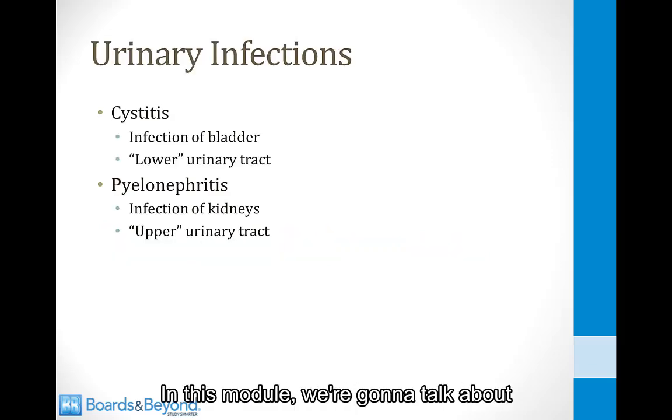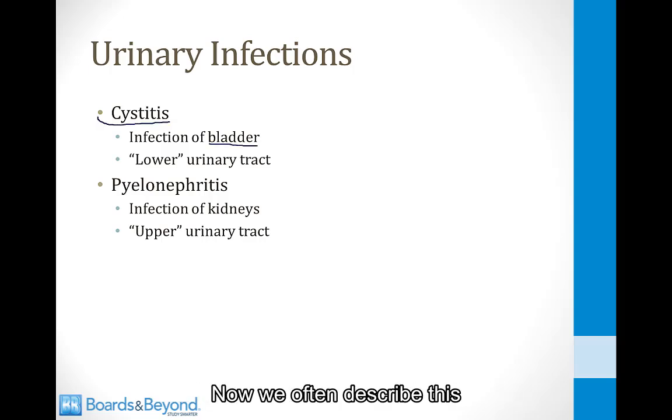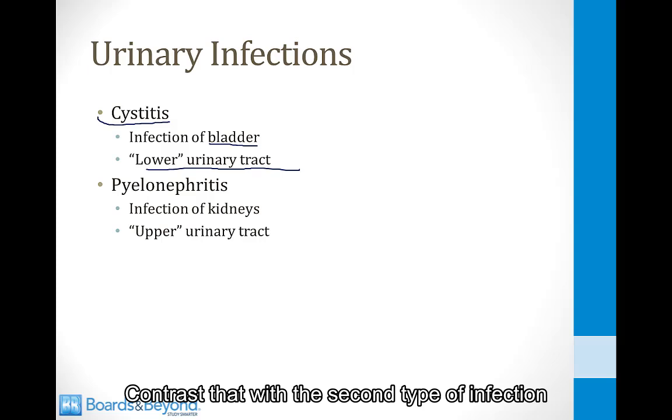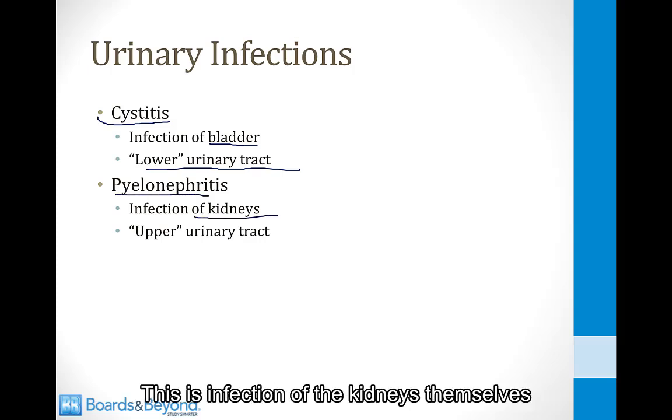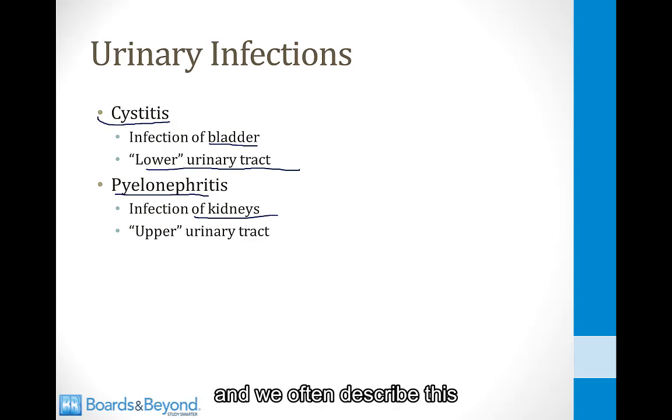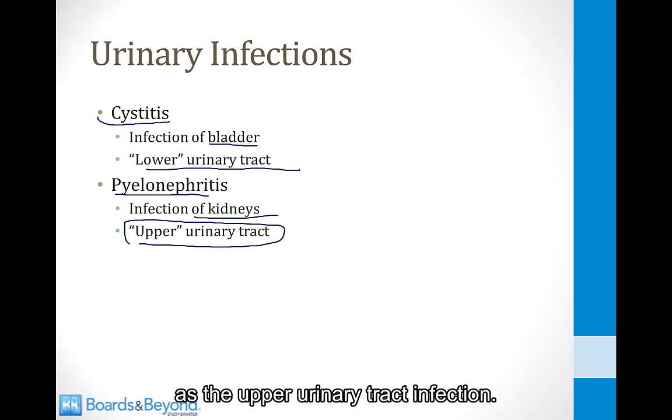In this module we're going to talk about two infections of the urinary tract, and the first is called cystitis, and that means infection of the bladder. And we often describe this as a lower urinary tract infection. Contrast that with the second type of infection, which is pyelonephritis. This is infection of the kidneys themselves, and we often describe this as an upper urinary tract infection.